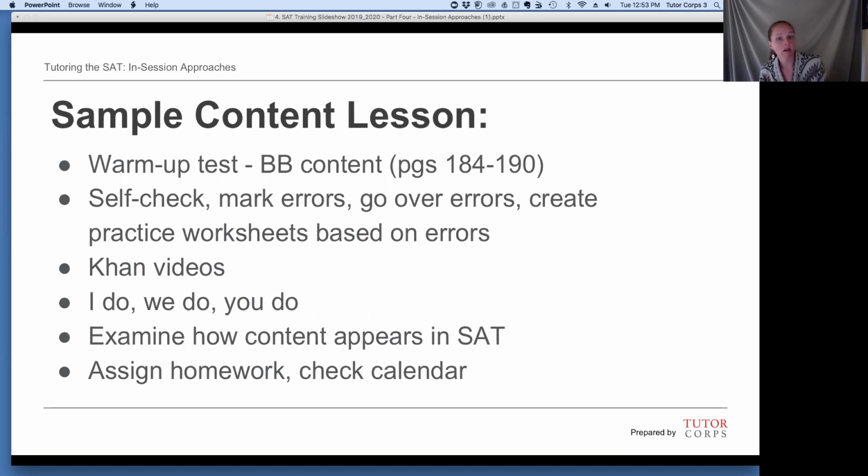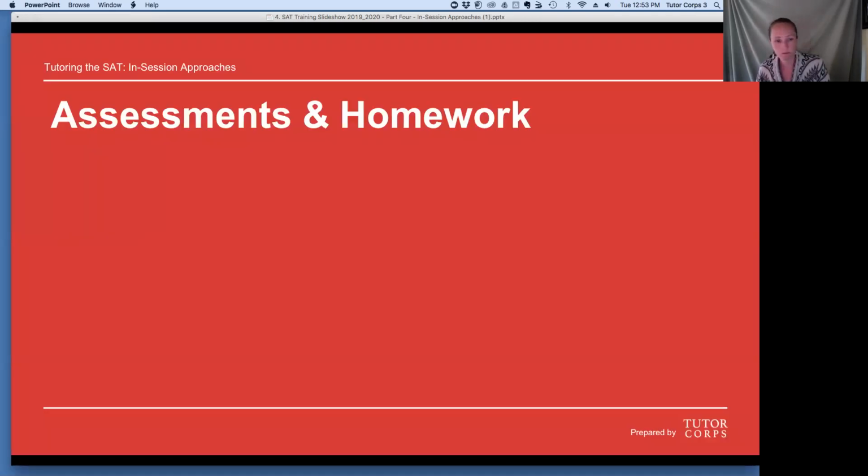You can mark particular Khan videos they can watch on their own time, and then walk them through some of the more challenging concepts in an I do, we do, you do exercise. In order to bring it back to the SAT, you can then show them how this content may appear in particular questions on the SAT, and then assign homework and check the calendar for the next session date.